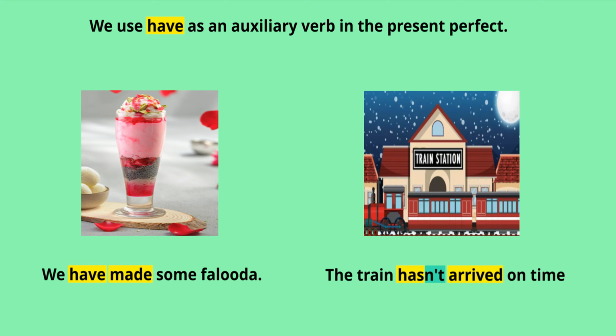In the second image, what do you see? You see a train station. The train hasn't arrived on time. Here, has is the auxiliary verb, but hasn't will not be an auxiliary verb because you have not there and not is an adverb. And arrived would be the main verb in this sentence.